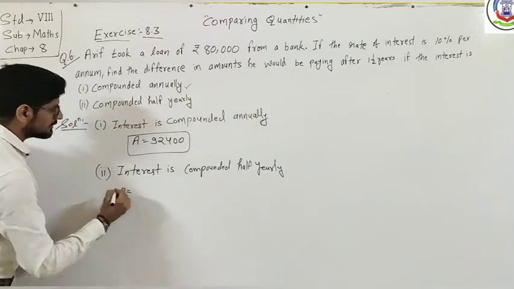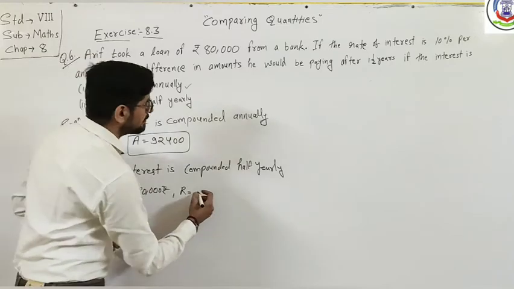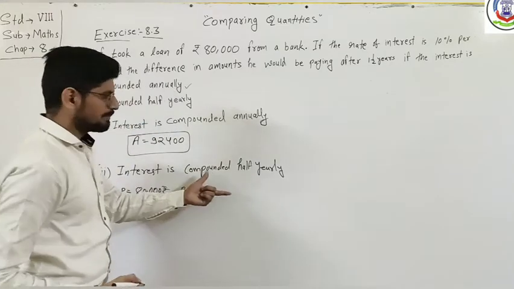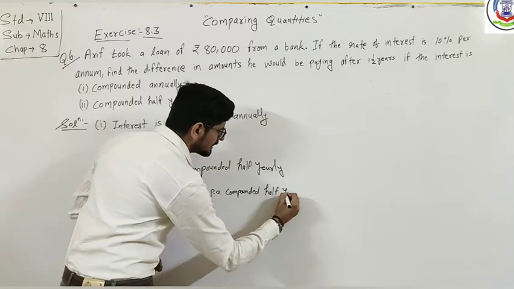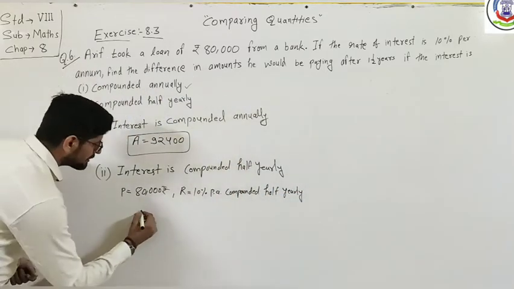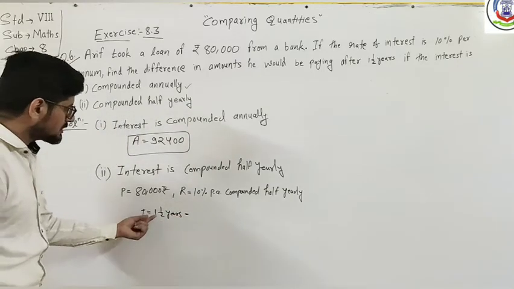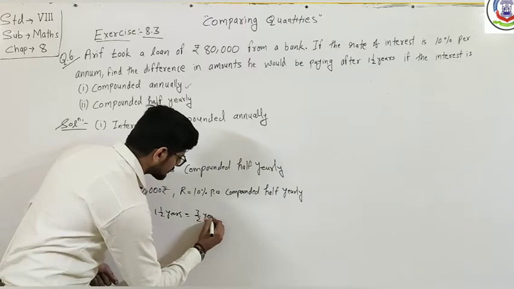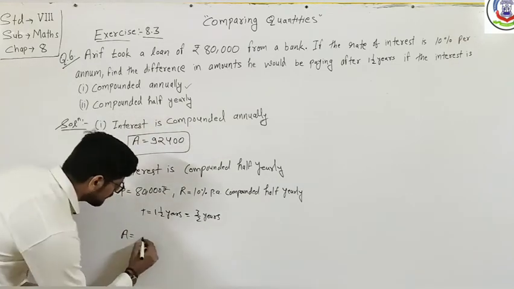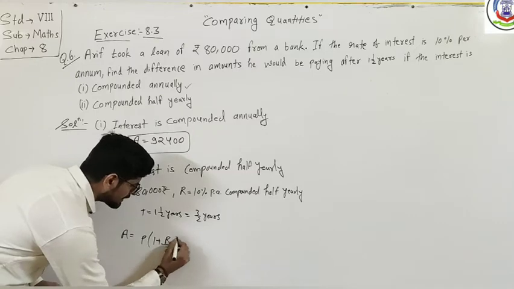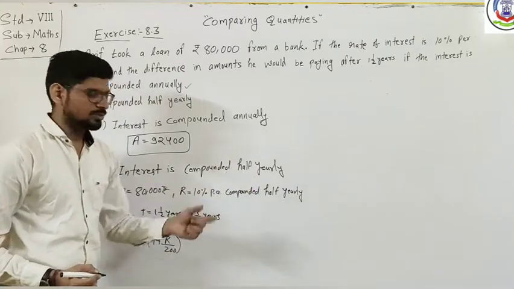ओके, सो P हमें क्या गिवन है 80,000. R हमें क्या गिवन था 10% per annum but compounded half yearly. एंड टाइम पीरियड हमें गिवन था 1 and 1/2 years, which can be written as 2 ones are 2 plus 1 is 3/2 years. ओके, सो हमारा अमाउंट का फॉर्मूला क्या रहेगा इसमें A is equal to P 1 plus R by 200 raised to the power 2n. ये फॉर्मूला हमारा अमाउंट का है जब इंटरेस्ट कंपाउंडेड हाफ ईयरली होता है तब. क्लियर.